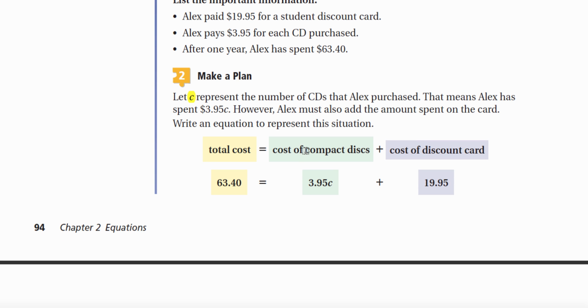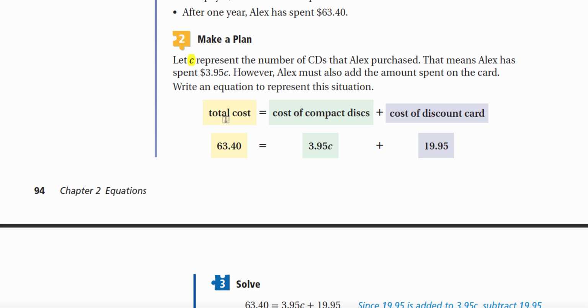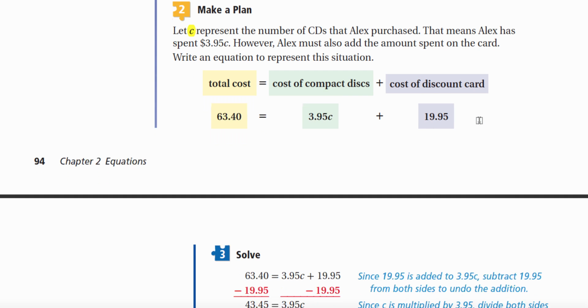Notice that this is going to be different because it's going to be plus. Now the Dory example, remember I subtracted $5, and the reason why I subtracted there was because that was a credit. Whereas Alex actually had to pay this money up front, so that's why we're doing a plus sign instead of a minus sign. So the equation is total cost is equal to cost of compact discs plus cost of discount card.